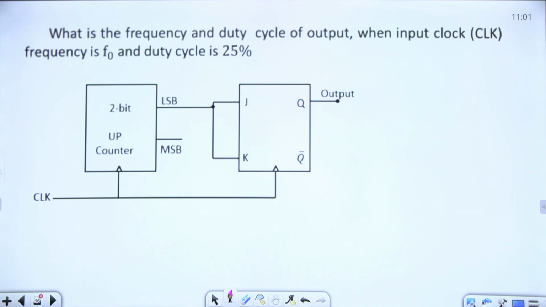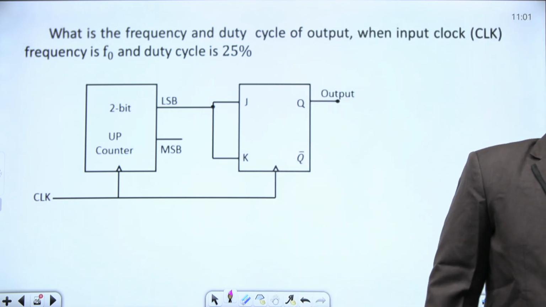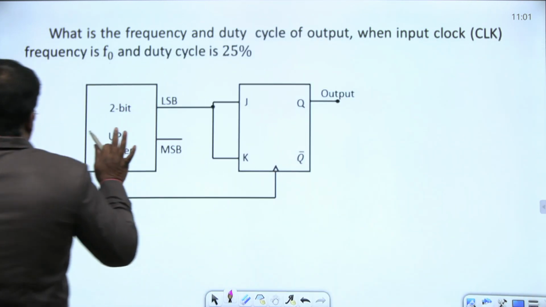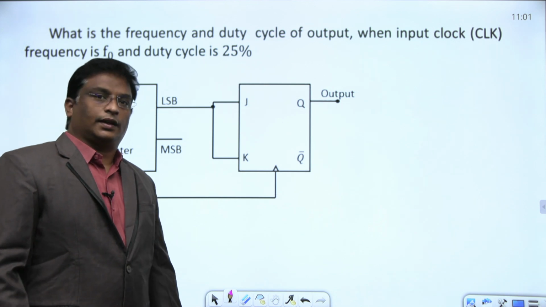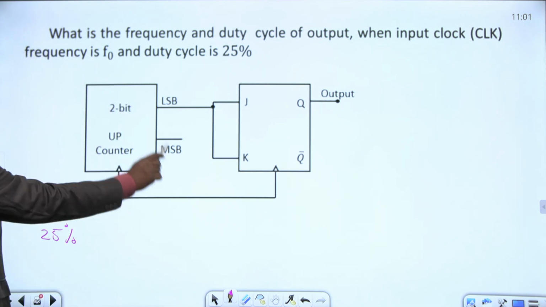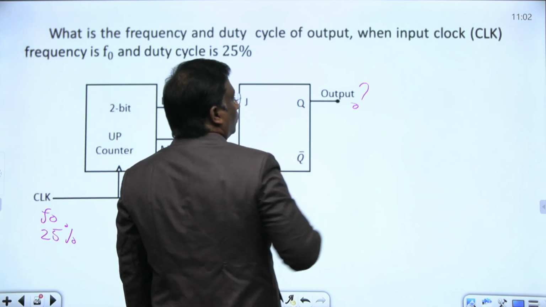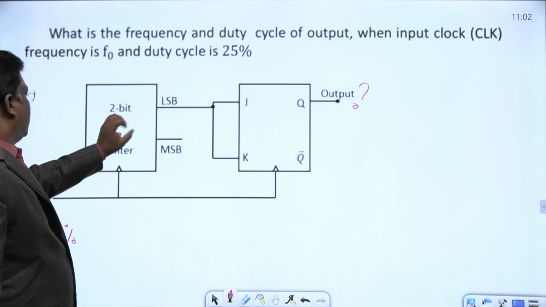Very good question. What is the frequency and duty cycle of the output when the input clock frequency is F0 and duty cycle is 25%? What is the information they have given here? This input clock has a frequency F0 and duty cycle is 25%. What is duty cycle? On period by total period, nothing but duty cycle, right? And here they ask what is the frequency and the duty cycle of the output. Here they are asking, means you need to know the waveform. That's all. This is given.